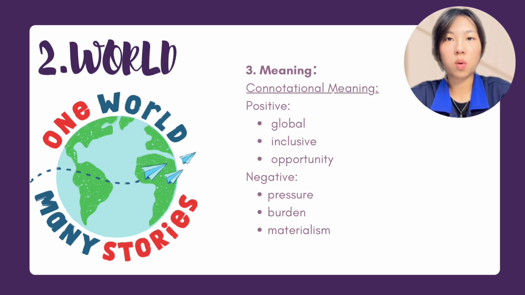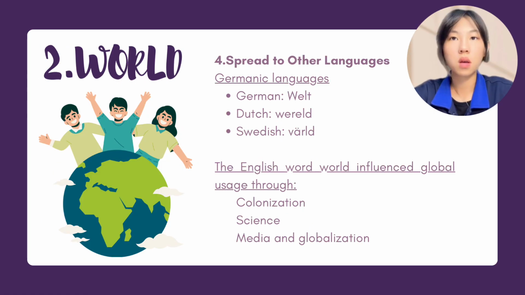Besides denotative meaning, world also developed connotative meanings. In the positive sense, world often suggests openness, opportunity, and inclusiveness, as in "the world is open to you." And in the negative sense, it can suggest pressure and burden, as in "he feels the weight of the world on his shoulders." Historically, negative meanings appeared early under religious influence, and the positive meanings became stronger later with exploration and globalization.